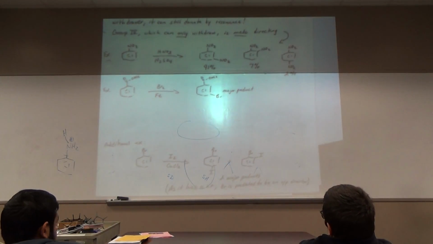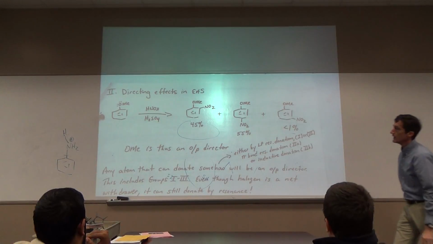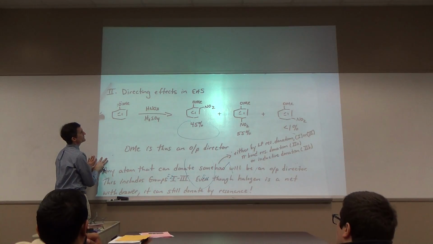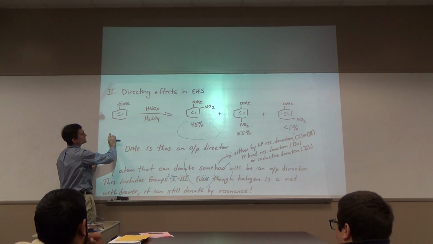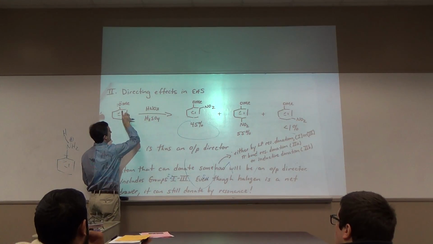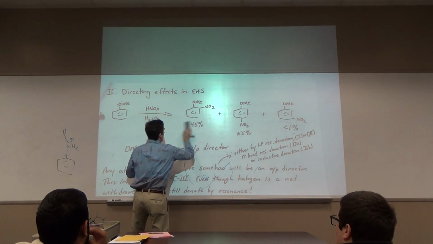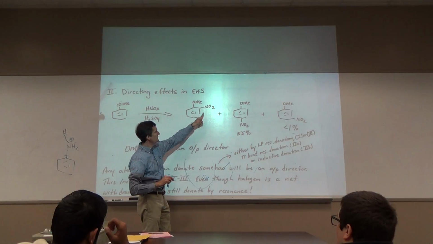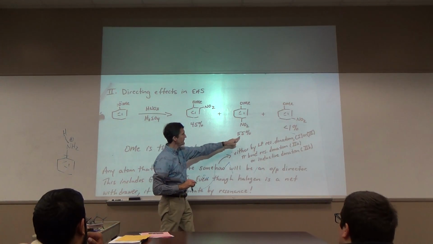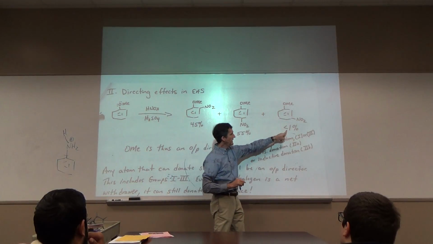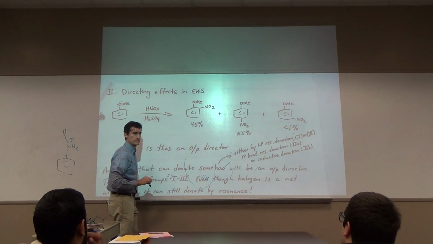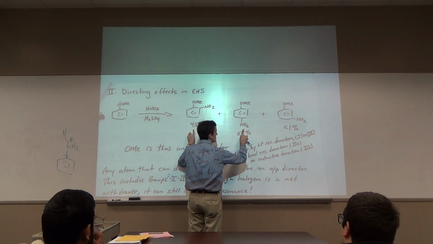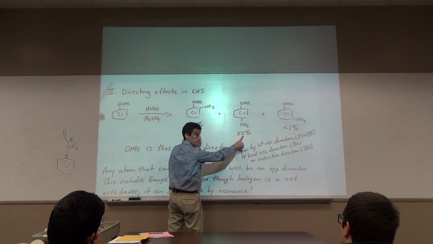Okay, directing effects. Let's get into this. If we know anisole is going to be more reactive than benzene, that's activation effects. But what if we try to do an EAS such as nitration? Where's the nitro going to go? It turns out that somebody reported you get 45% of the ortho product, 55% of the para product, and less than 1% of the meta product. So these two predominate. You get a mixture, not one, but okay.